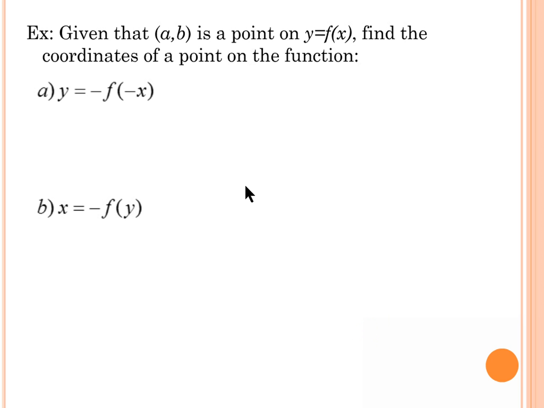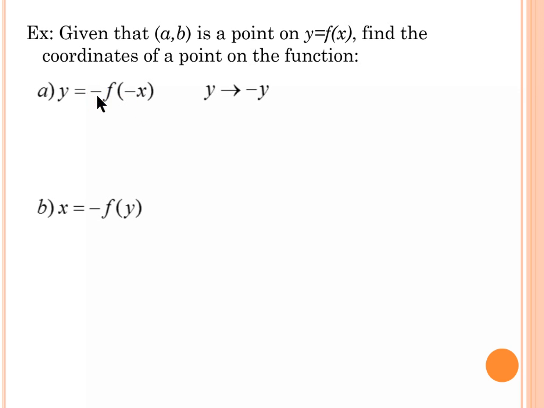Next example, given that (a, b) is a point on y equals f of x, find the coordinates of a point on the function y equals negative f of negative x. Okay, so my original function is y equals f of x, and after a transformation, my new function will be y equals negative f of negative x.